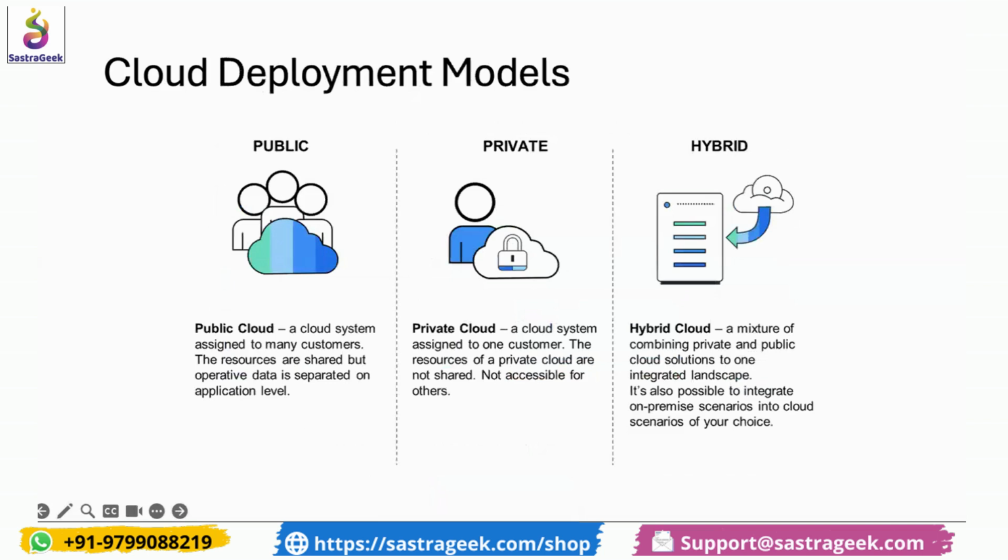Going on to the deployment models. How are these cloud models deployed? Based on the resource sharing, we have three classifications: public, private, and hybrid. The public cloud is where the resources are shared among many customers, but the data can be accessed securely only by the respective customer.